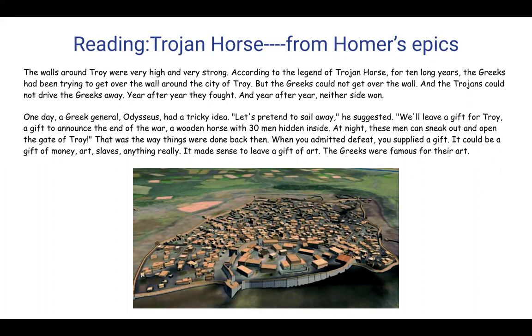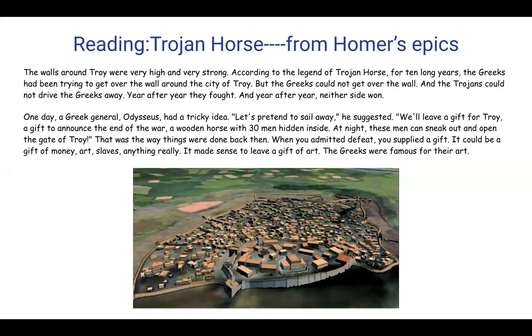Let's pretend to sail away, he suggested. We'll leave a gift for Troy, a gift to announce the end of the war, a wooden horse with 30 men hidden inside. At night, these men can sneak out and open the gate of Troy. That was the way things were done back then. When you admitted defeat, you supplied a gift. It could be a gift of money, art, slaves, anything really.